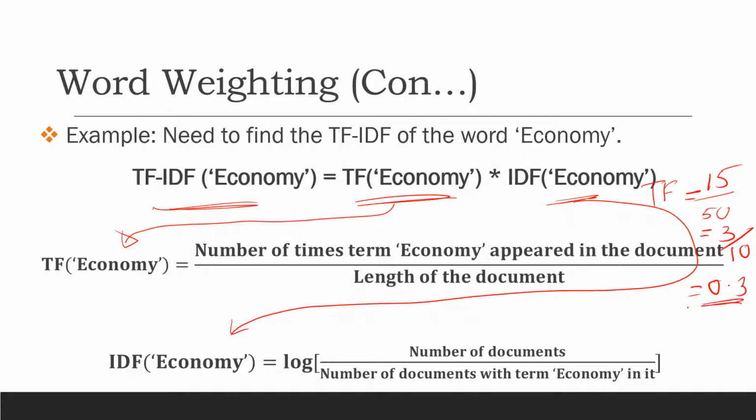This is the term frequency value. Similarly, you need to calculate the inverse document frequency of economy. For that, you need to use this equation. This equation says log, and in the top, you need to put the number of documents. Let's say we have 10 documents. Among the 10 documents, all 10 documents contain the word economy. So 10 divided by 10 is 1. So log 1. We already know the log value of 1 is equal to 0.